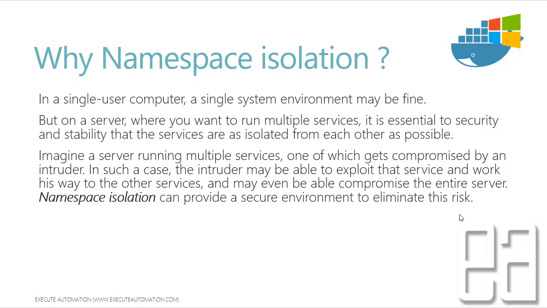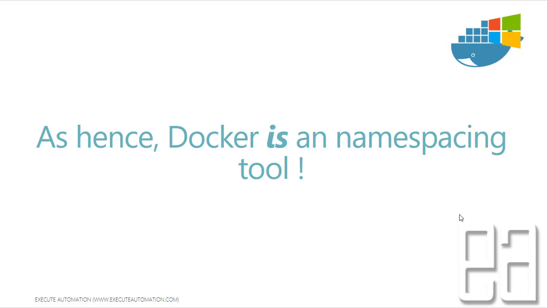But this is just one analogy. It doesn't mean that we go for isolation only because of security risk; it is beyond that. This is just one analogy of namespace isolation. And we saw how isolation really makes sense when it comes to file system isolation. Hence, Docker is a namespacing tool, right? Because namespacing is done as an intrinsic part of Docker.